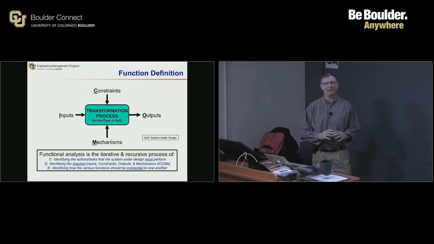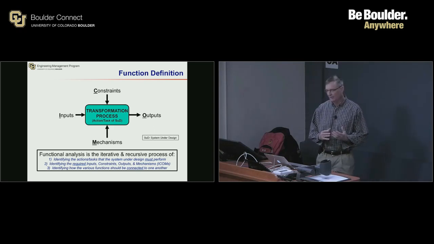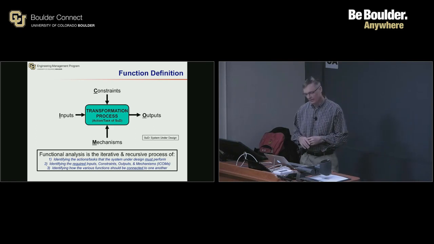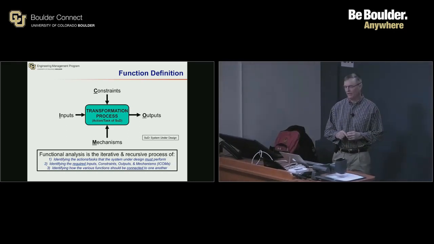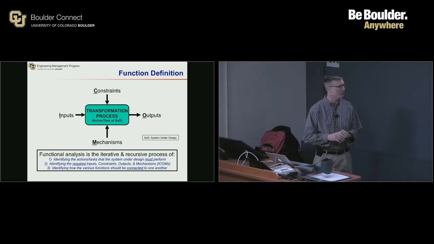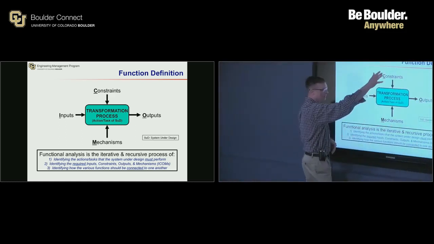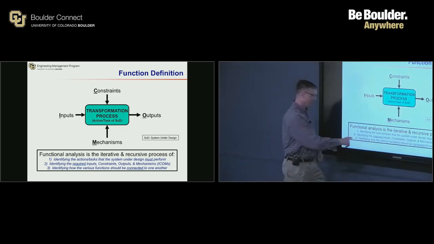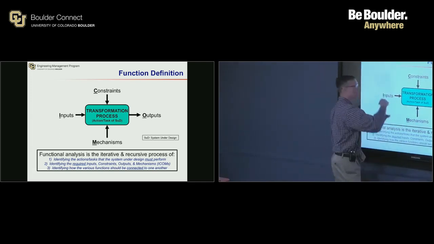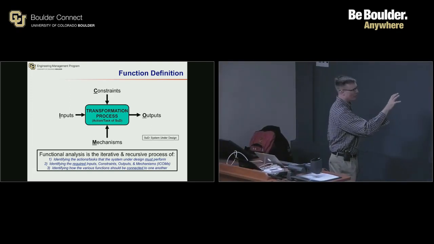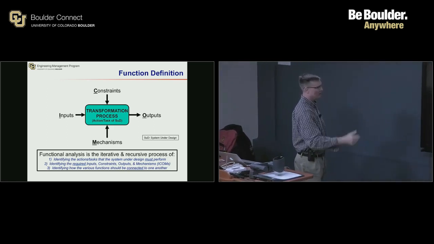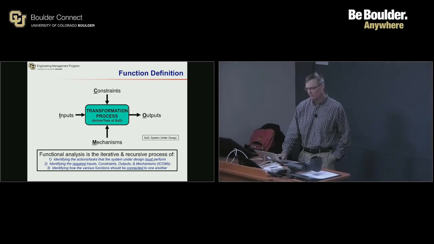All right, so a function by definition is an action or task that the system under design needs to perform. A function could also be defined as a process that converts some inputs into an output using a set of mechanisms under a certain number of constraints. So we've created this little mnemonic, ICOMs, to help remember what each one of those is. The inputs are used by the function to create the outputs. A number of mechanisms are used to do that, under a certain number of constraints. And we'll give you a few examples of what that looks like.